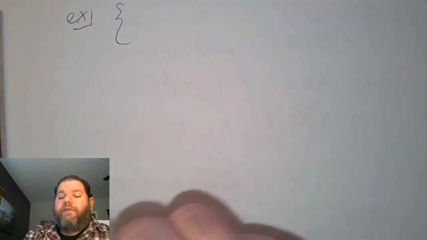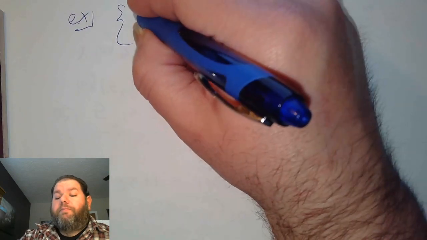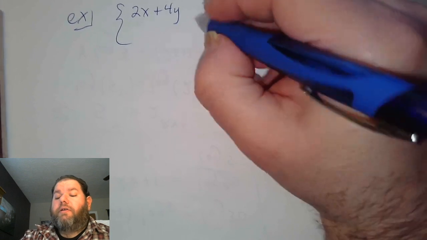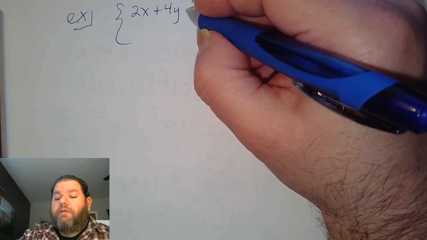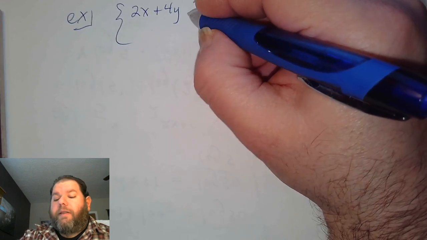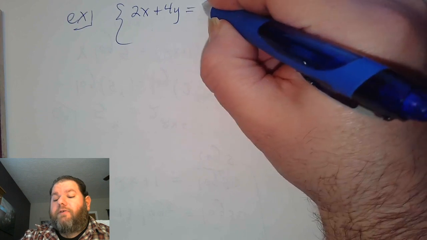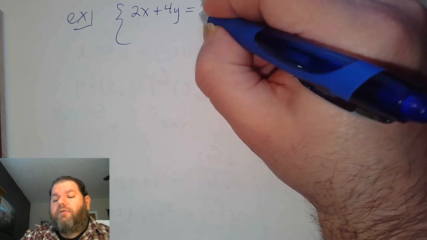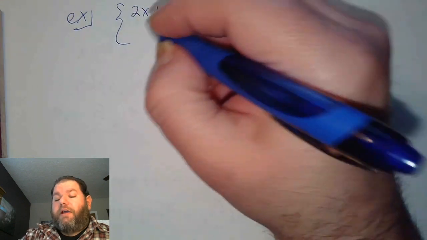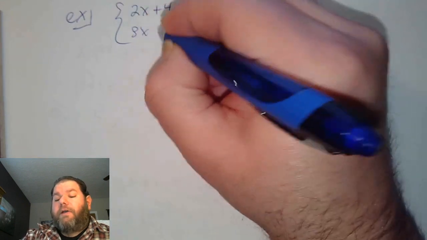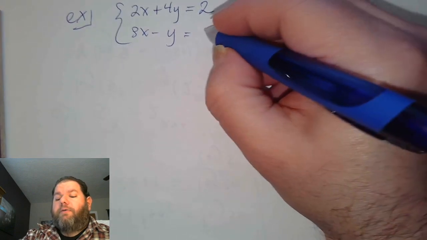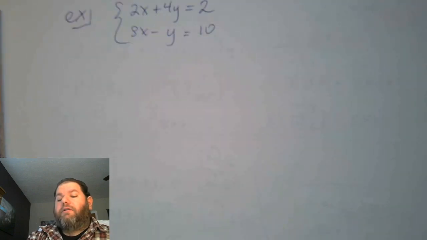We could have, for instance, 2x plus 4y equals 2. And then we could have 3x minus y equals 10.